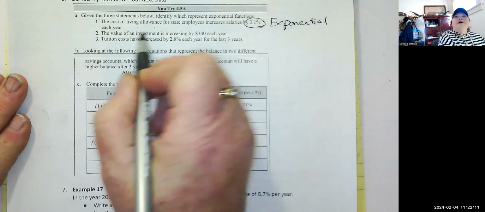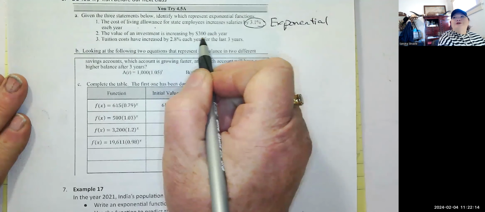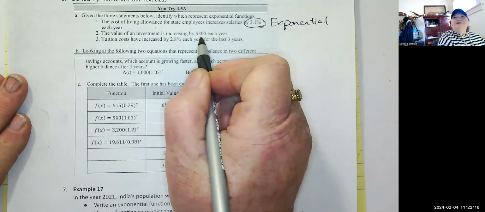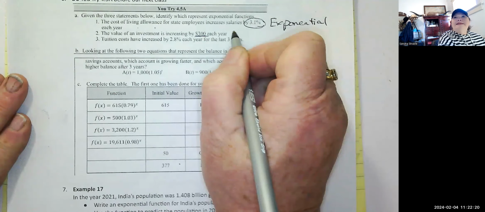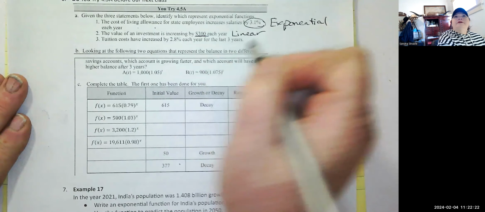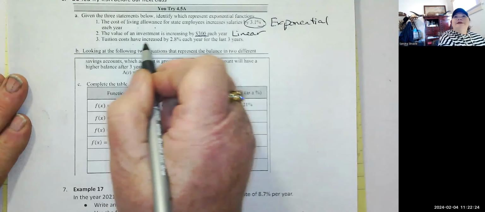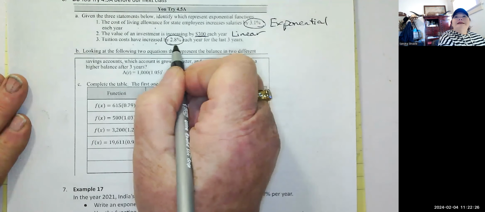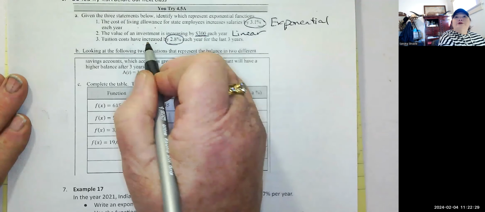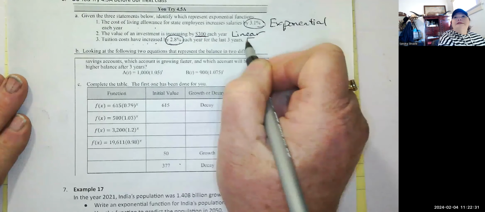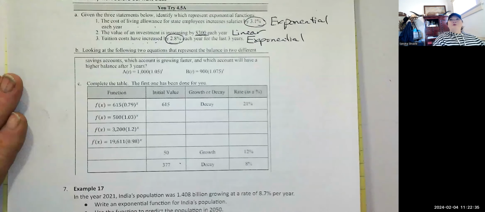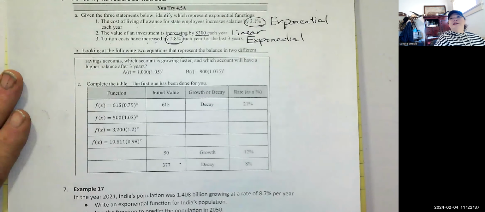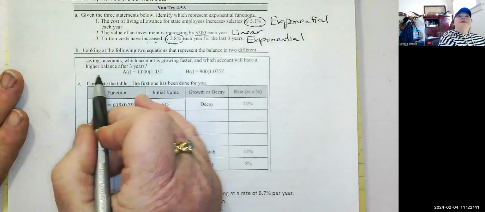Okay. The value of an investment is increasing by $300 each year. This is increasing by a specific number every year, so that is linear. All right. Tuition costs have increased by 2.8% each year. It's increasing by a percentage, so this is exponential. Okay. There are other words that can be used for exponential, like doubling, tripling, different things like that as well.